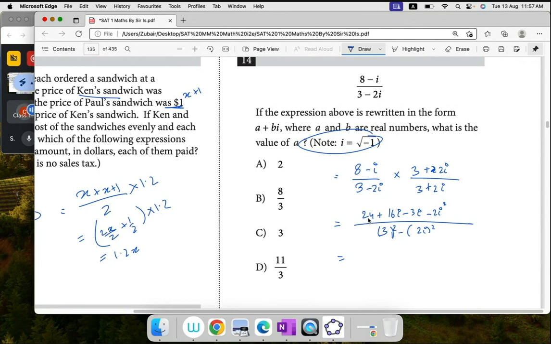So basically, he's only interested in the real part. 24 and 2 is 26. Not interested in the imaginary part. And the denominator would be 9 plus 4, that is 13. So that's 2 only.